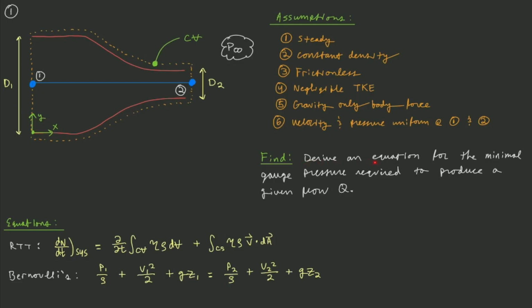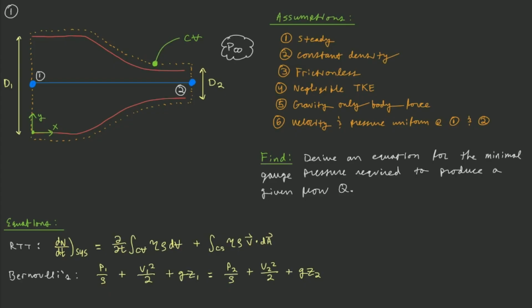And with that, we want to derive an equation for the minimal gauge pressure required to produce a given flow rate Q. What we need to realize here is, as we introduce friction to this nozzle, that friction will increase the required pressure to get a given flow rate Q. So as we introduce friction from the shear stress on the walls, as we introduce friction from the separation in the corners, all of that entropic loss will increase the required pressure to get a certain flow rate Q. So when we assume a frictionless flow, that's going to give us the minimal physical pressure that could produce that flow rate in a completely ideal scenario.